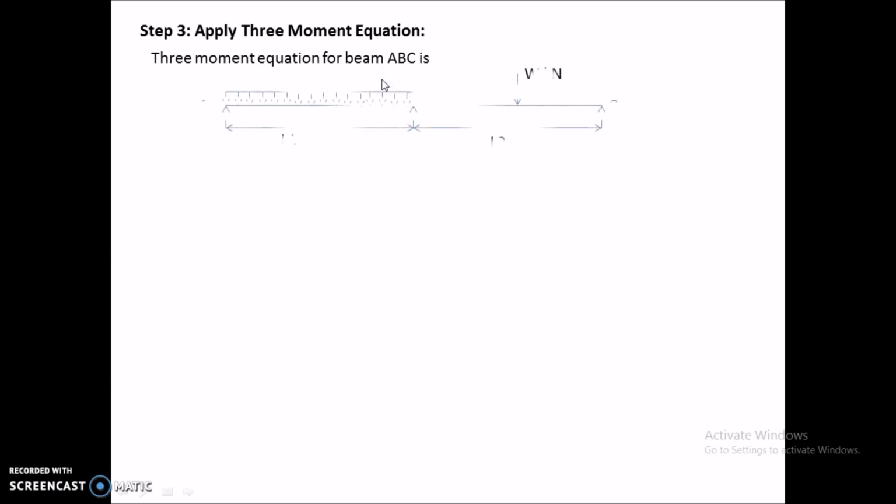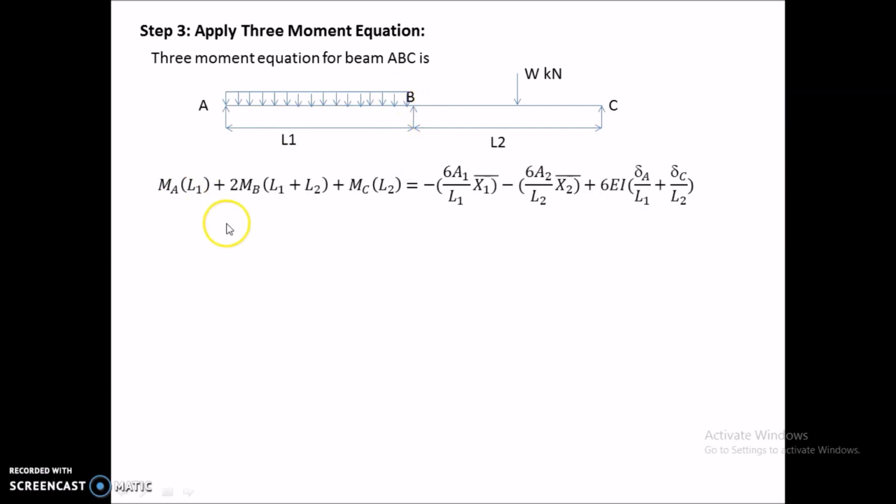Later on I will explain the procedure. So now for this beam, the 3-moment equation is this one: MA into L1, the moment at this point into this length L1, plus the center one will be twice, 2MB into (L1 plus L2), plus MC into L2 is equal to minus 6A1 x1 bar by L1 minus 6A2 x2 bar by L2 plus 6EI (delta A by L1 plus delta C by L2).